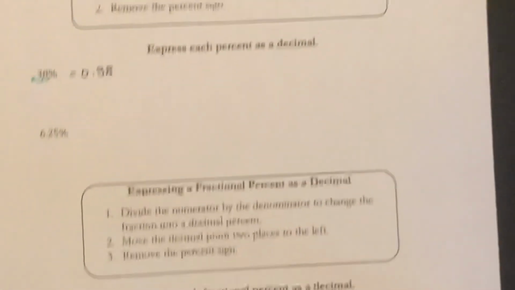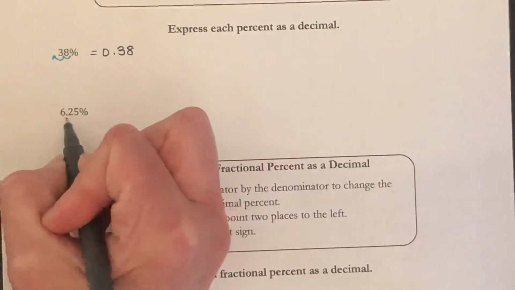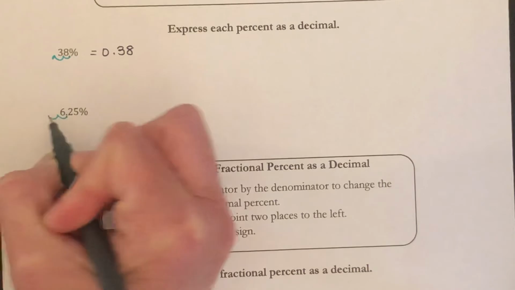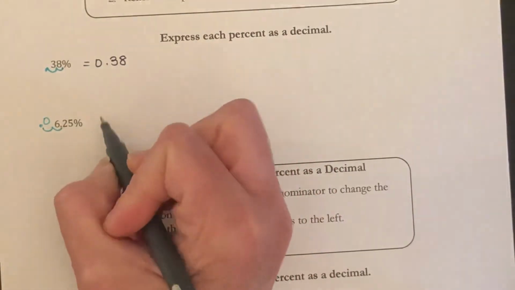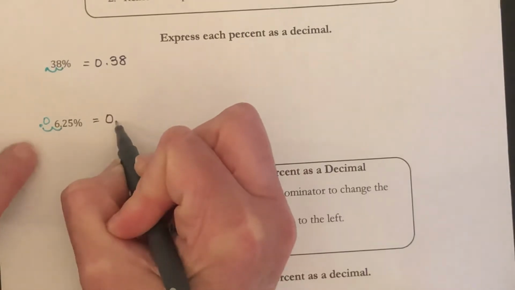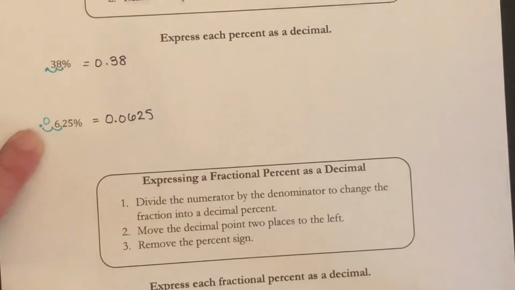Okay, let's do 6.25%. Again, we're going to take the decimal point that's right here and move it 2 places to the left and fill in a 0 where we need to. So this is equivalent to 0.0625.